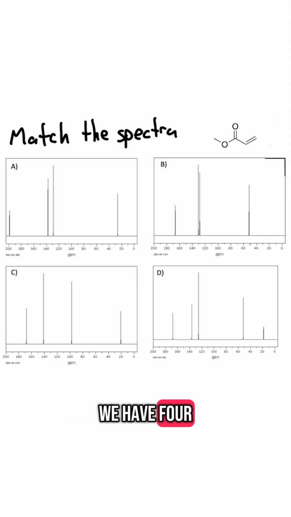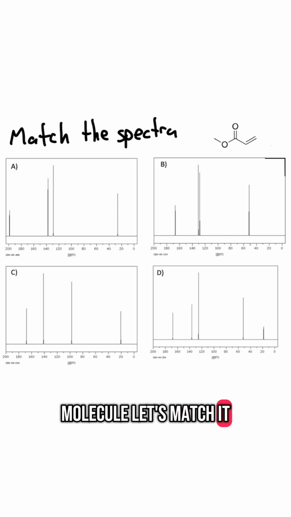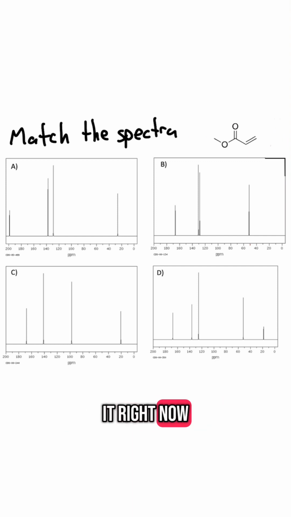So this one's pretty easy. Multiple choice. We got 4 carbon NMR spectra here. We have our molecule. Let's match it. If you want, pause it right now, take a screenshot, work through it on your own, come back, find out the answer. If not, let's get through it right now. So we have our molecule here. It's this ester with an alkene on the end.